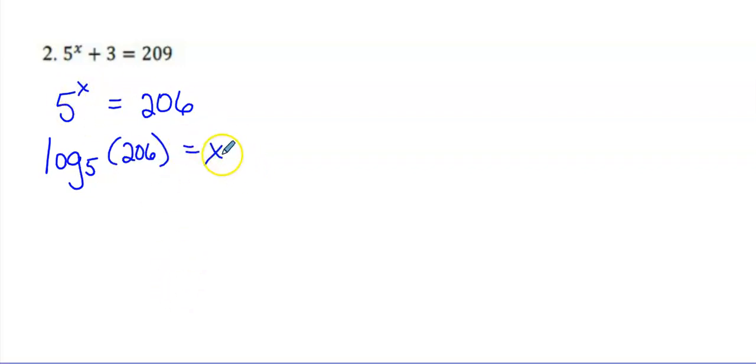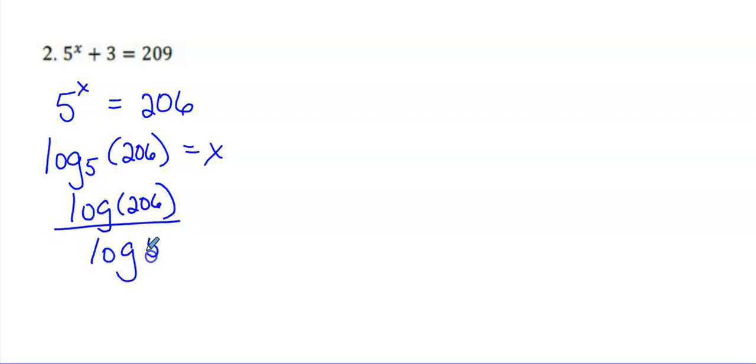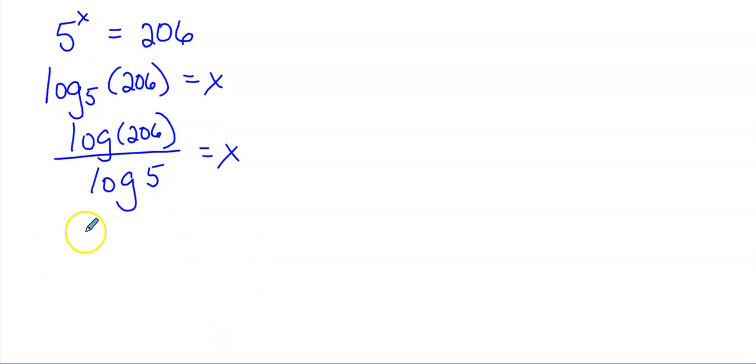So I brought my x down. It's out of the exponent now. I can use my change of base. Log 206 divided by log 5 will give me x. I'm just going to write equals because it gets old writing those squiggly lines.